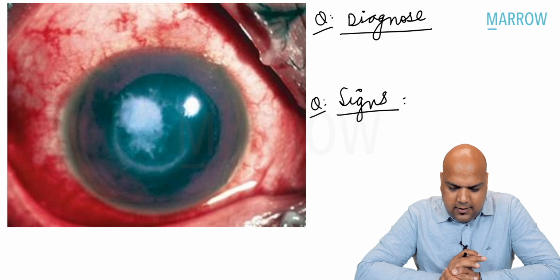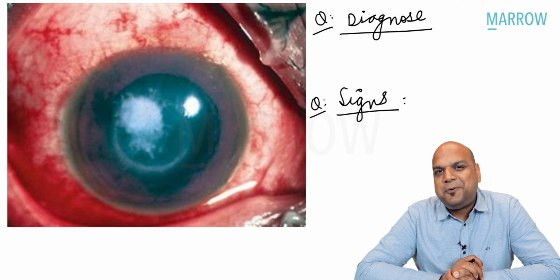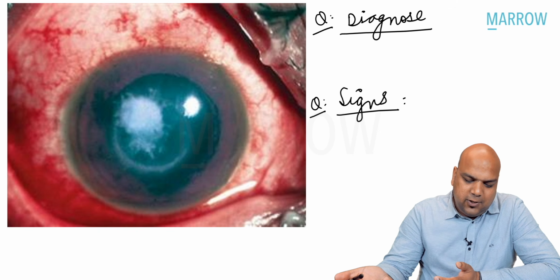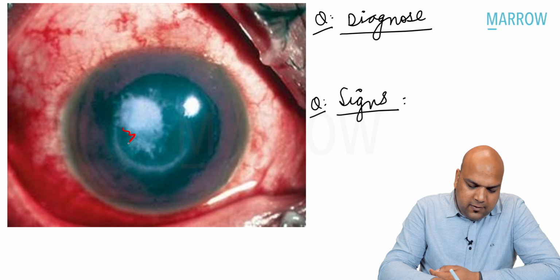I think it should have been the other way around, signs and diagnosis. First we need to see the signs, then only we can diagnose. Let us see the signs. What can we see? Obviously, we can see an opacity on the cornea. It looks like a corneal ulcer. If it looks like a corneal ulcer, what kind of margins do we see? Do we see well circumscribed or feathery margins?